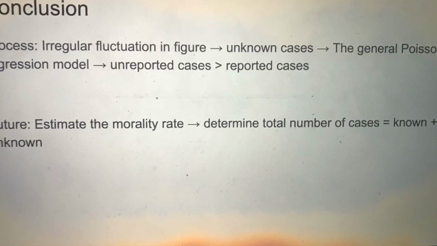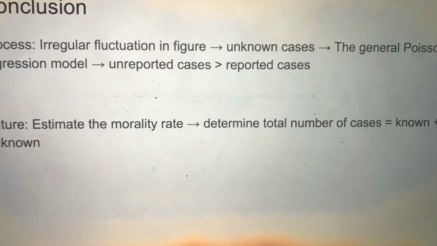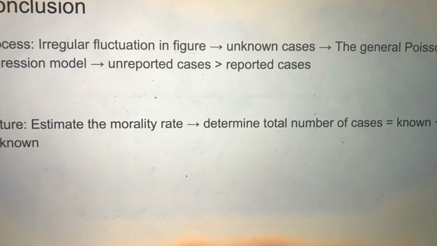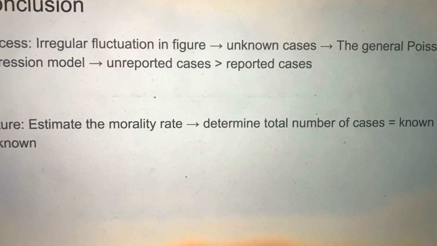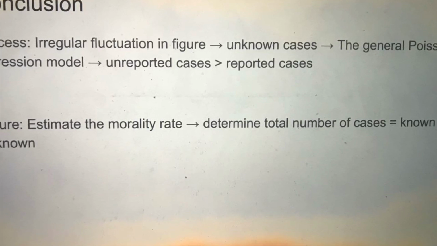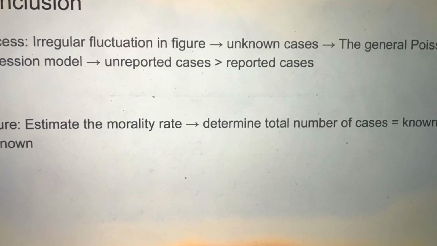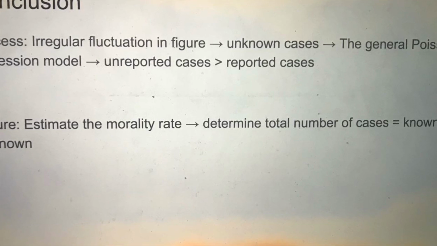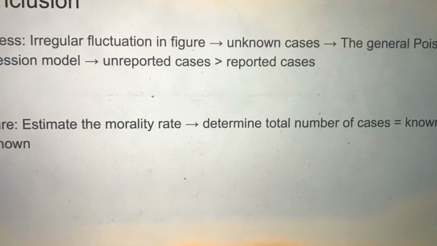For future research, I will change the direction to estimate the actual number of cases by analyzing the death rate of COVID-19. Since determining the mortality rate will be easier than estimating unknown cases directly, I will still use the general Poisson regression model to estimate it, and then I could use this mortality rate and the known death cases of COVID-19 to determine the total number of cases. Hence, I can find the number of unknown cases. That's all.